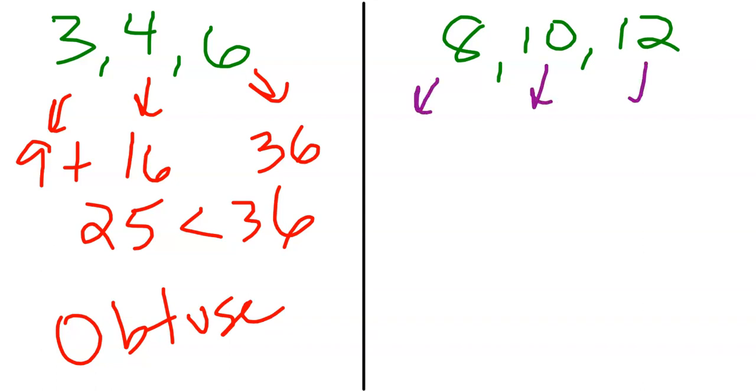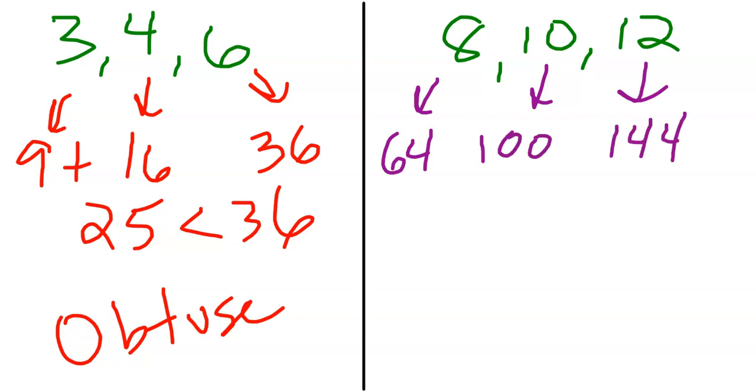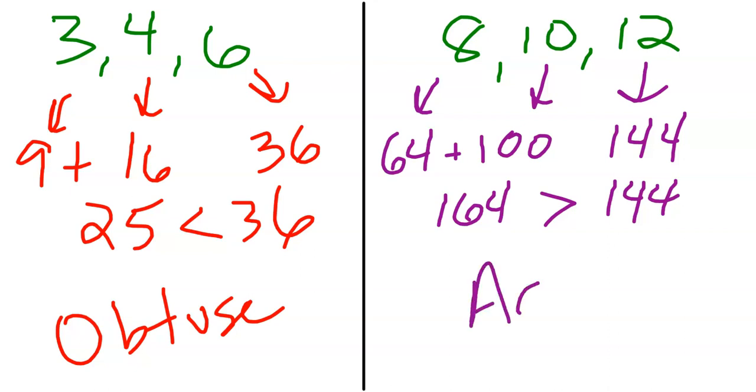For the next one, 8, 10, and 12, a squared equals 64, b squared equals 100, and c squared equals 144. In this case, a squared plus b squared is 164, which is greater than 144. So the side that would be the hypotenuse isn't quite long enough to make it all the way to the edge of the leg if we were to try to set it up as a right triangle. So this is acute.